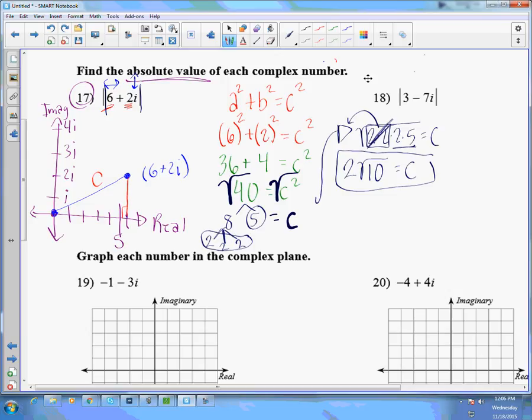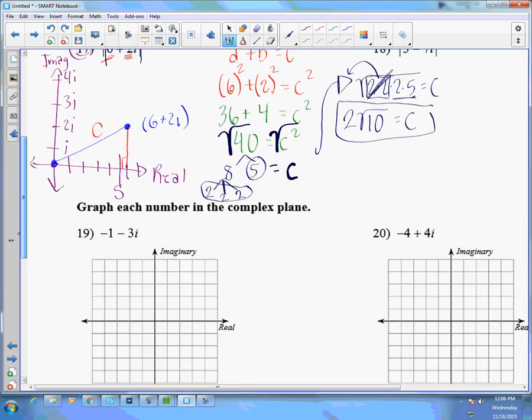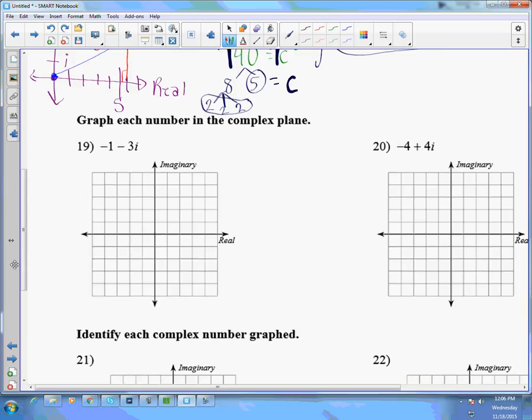Okay? Number 19 down below. You should know how to graph this now. You can tell me how to graph negative 1, negative 3i. So the first one's x, which is our real, and then we have vertical movement. Left one. Down 3, right there. First you go horizontal, just like normal graphing, and then you move vertically. So there we go.